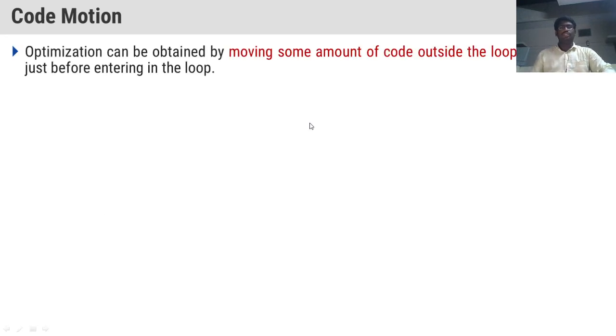Next one, code motion. Code motion means moving some amount of code outside the loop. What happens if it is inside the loop? Loop means we know that it will get executed several times, more number of times. Suppose if I write more amount of code inside the loop, what happens? It will take more amount of time.